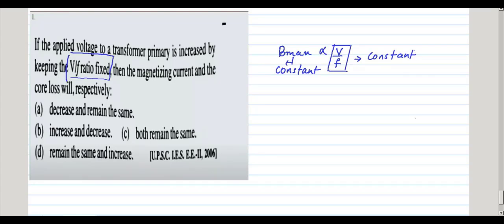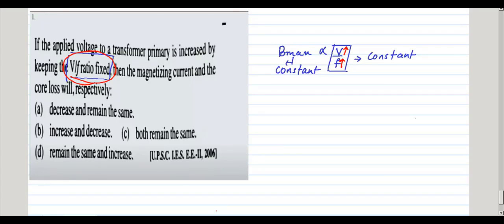In the question, V by F ratio is constant, and I have increased the applied voltage. So if I increase the applied voltage but have to maintain V by F ratio fixed, automatically I have to increase F. If I increase the voltage and simultaneously increase the frequency, then the flux remains constant.